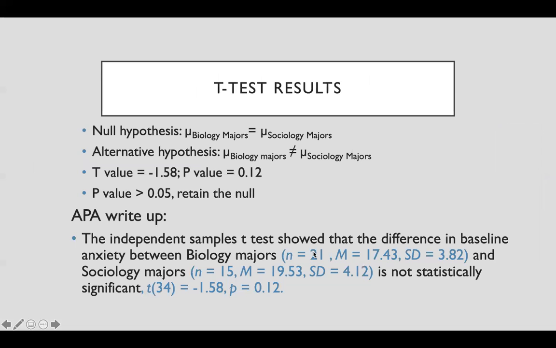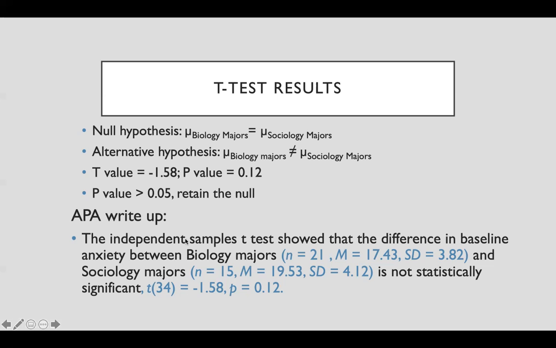So if we wanted to write this up in APA, we see that these are our results. Our null hypothesis, before we go to the APA write-up, was that there was no difference, so that the majors are equal in their anxiety scores, and the alternative is that they're not. So we found that the t-value was this, and the p-value was 0.12, which is greater than 0.05. So we retain the null. There's not a significant difference in anxiety. I guess they're both pretty anxiety inducing, as all of college is.